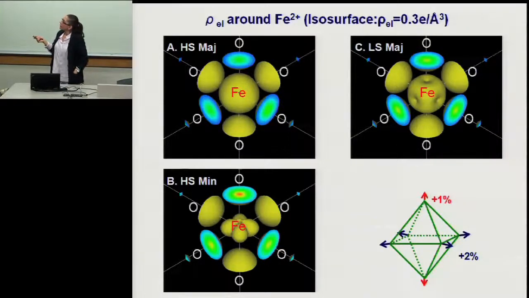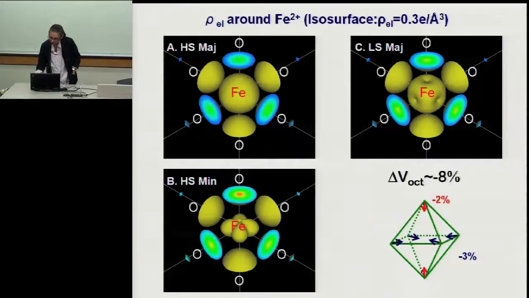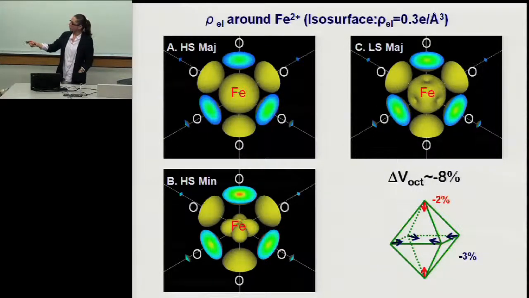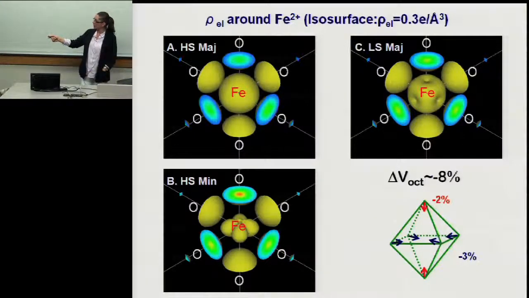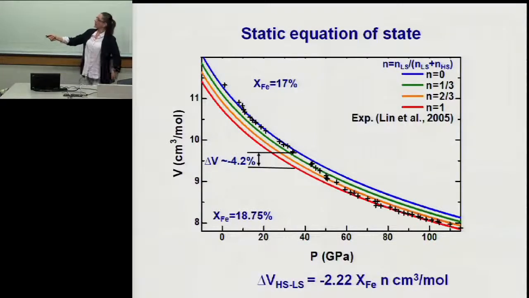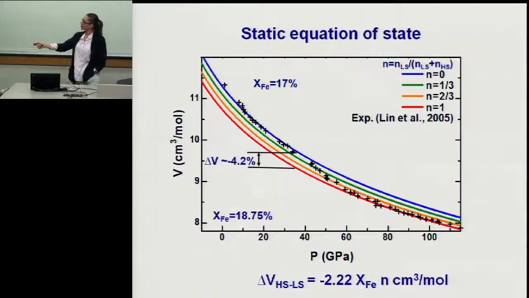And there is a collapse in the volume of an oxygen octahedron when this happens. This is the charge density of iron in the high spin state. This is the up spin electrons, and this is one down spin electron in the high spin state. And this is the charge density in the low spin state. When this happens, there is a volume collapse of 8%. The compression curve has an anomaly when this happens, and it's not in a narrow pressure range, it's in a wide pressure range.